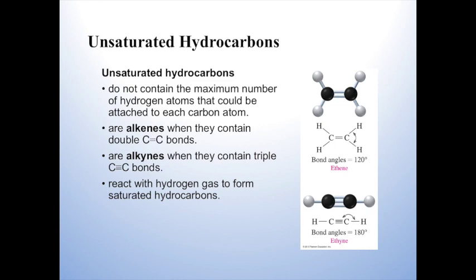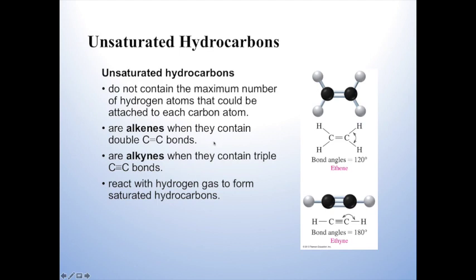So, organic molecules are sometimes referred to as hydrocarbons because they contain hydrogen, oxygen, and carbon. And we generally group carbons into various groups. In this case of alkanes, we call them unsaturated hydrocarbons. And this means they do not contain the maximum number of hydrogen atoms that could be attached to each carbon atom. They are referred to as alkenes when they contain carbon-carbon double bonds, and they're referred to as alkynes when they contain carbon-carbon triple bonds.